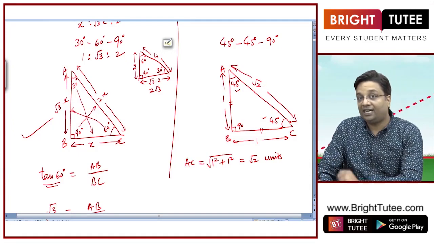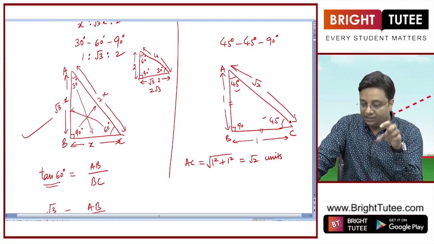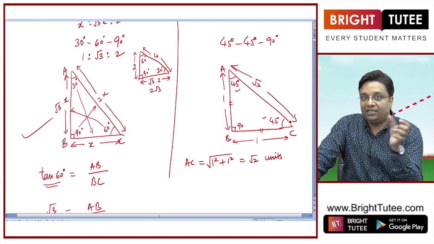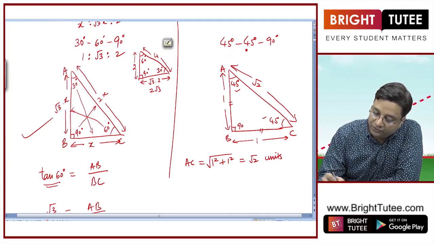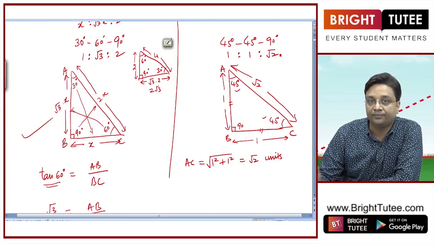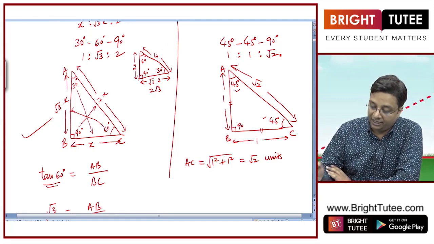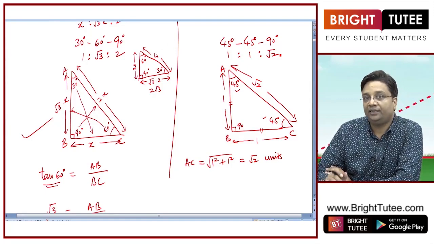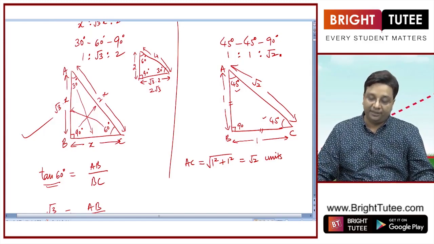If I start with BC as 1 unit, or if I take BC as x units, then AB will also be x units and AC will become root 2 x. So, the ratio of sides opposite to 45, 45 and 90 is 1 is to 1 is to root 2. So, if you have got a 45, 45, 90 triangle and you know one side, you can easily comment about the other unknown sides, right.